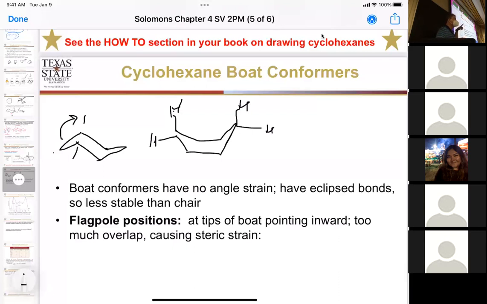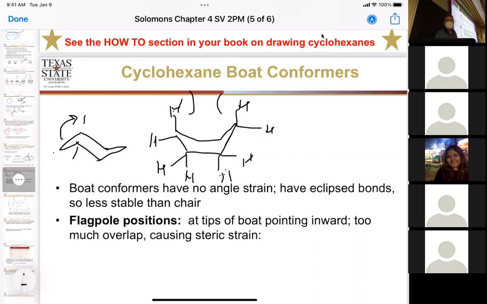We have enough freedom to do that. It's still almost 109 degrees. But now we have these two hydrogens up here butting into each other. We call these flagpole hydrogens because if you put flags on the two ends of the boat, they would be the flags that kind of bump up against each other. What we're also going to see is that these are starting to eclipse each other here. So this is not perfect. All the angles are 109.5, so there's no ring strain per se, but we do have eclipsed bonds. So it's not as stable as that chair conformation.